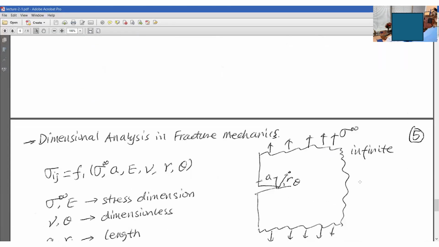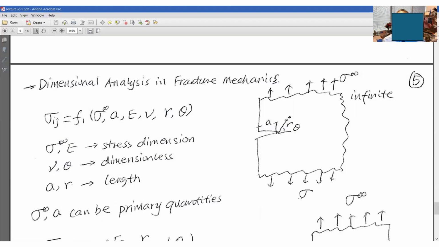Okay, so I will give you 3 examples of how we use dimensional analysis in fracture mechanics. As I said, this is a powerful analyzing tool. It's not just useful in fracture mechanics; it is useful for any kind of data extraction, for any kind of establishment of relationships among variables. So I'm going to give 3 examples in fracture mechanics.